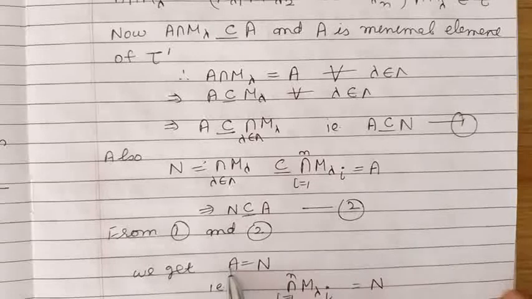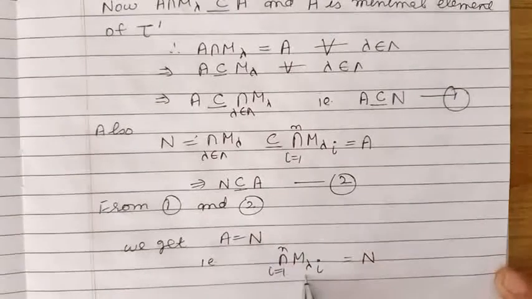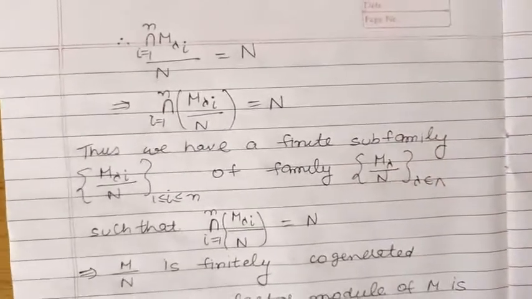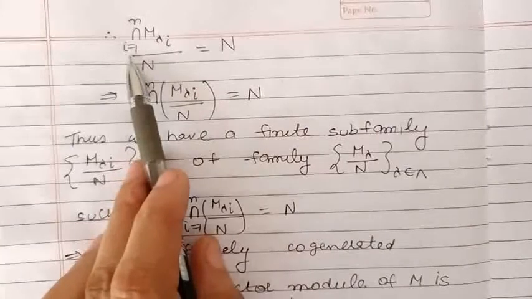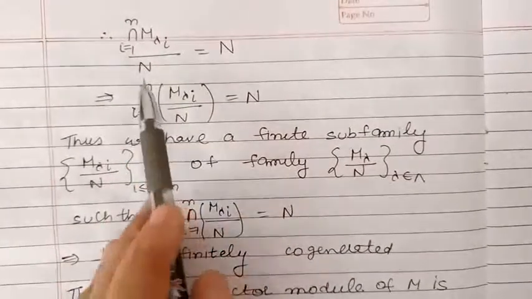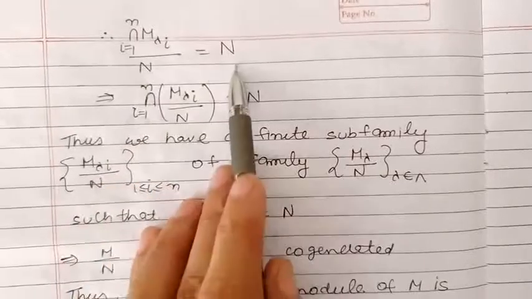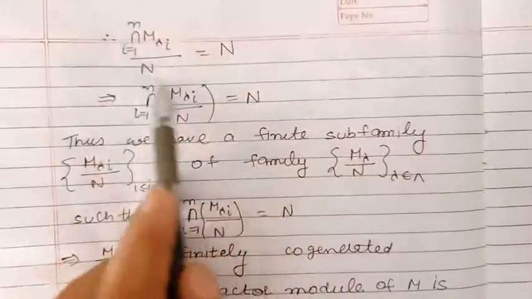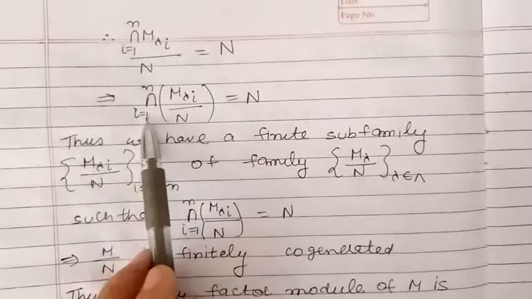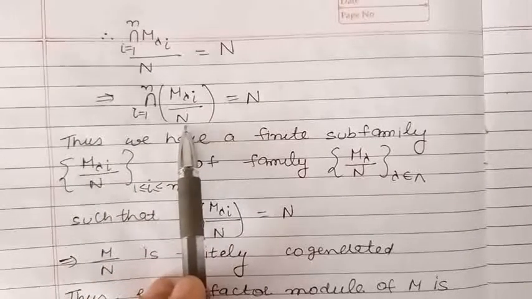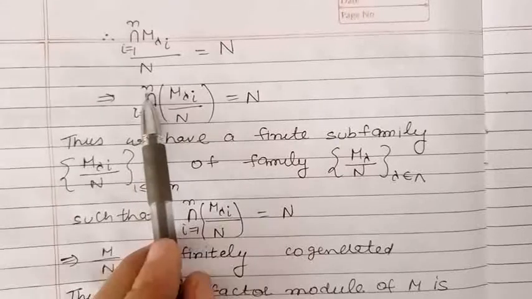Now A is the intersection of M lambda i's, i varies from 1 to n. So we have proved that the intersection of M lambda i's, i varies from 1 to n is equal to N. So we can say that the intersection of M lambda i upon N is the same as N. Now this can further be written as the intersection of the factor modules M lambda i's by N. Here i varies from 1 to n.